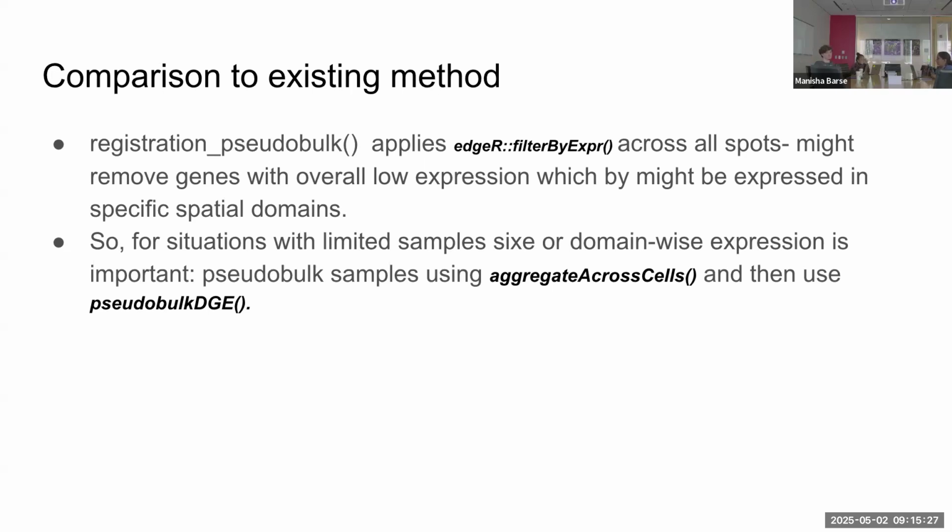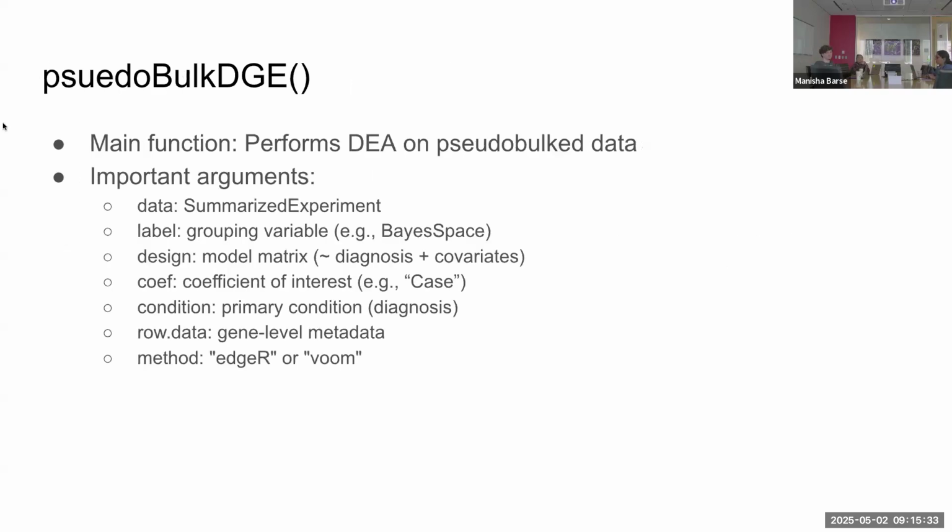So this goes as an input to our pseudobulk function. Just a brief recap of this pseudobulkDGE function: it performs the differential expression analysis on pseudobulk data. The main arguments to keep in mind are the data, the label, that is the grouping variable, which can be the different clusters, for example, the base pair clusters that we look at, and then design.